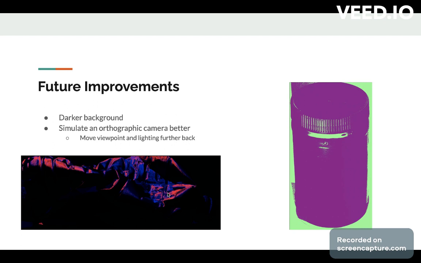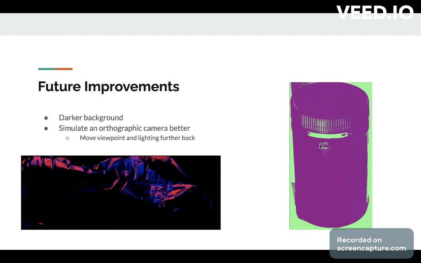Some future improvements that could be made to this project are using a darker background, since we found that some of the pixels within our target image were being mapped to the incorrect pixels within our reference image. This is in part due to our thresholding, since our background and sphere intensities were actually a bit similar and hard to differentiate. So that could help with this normal reconstruction.